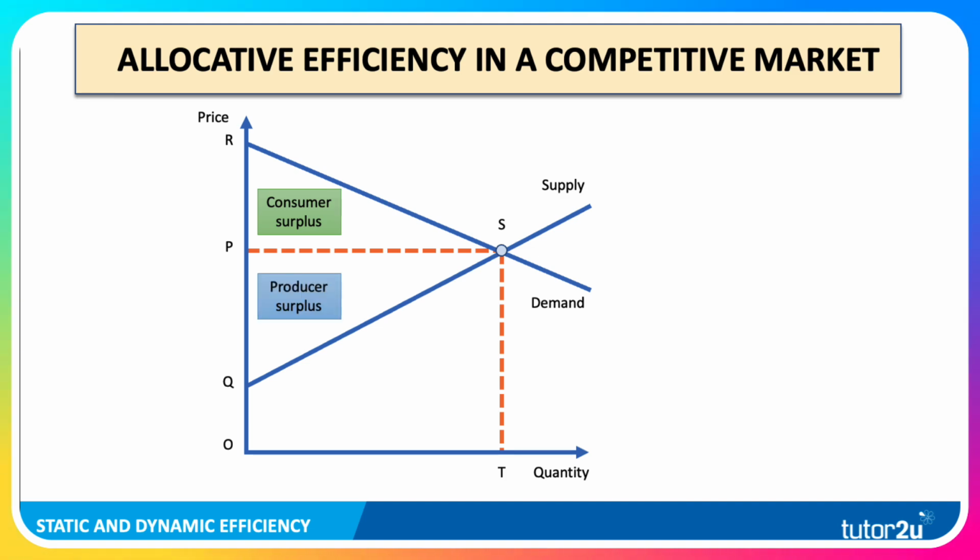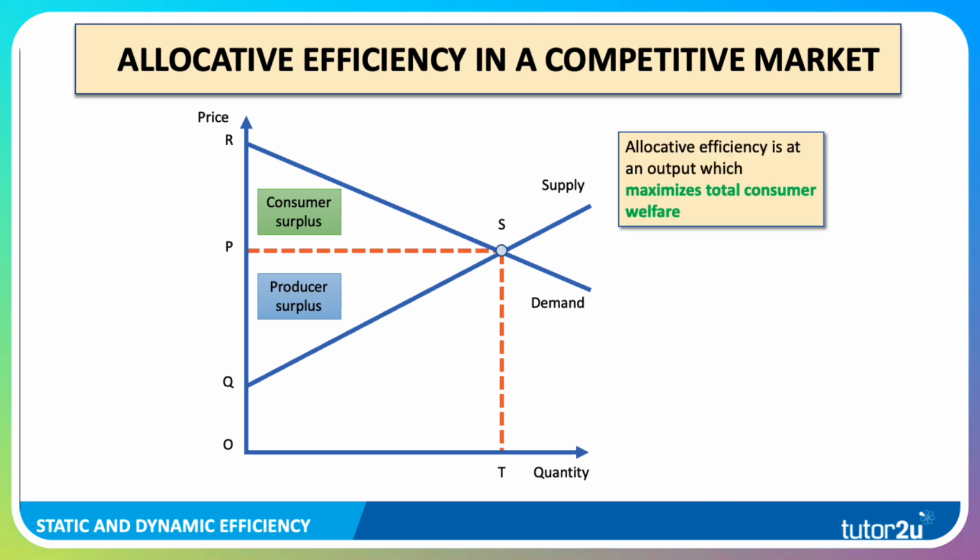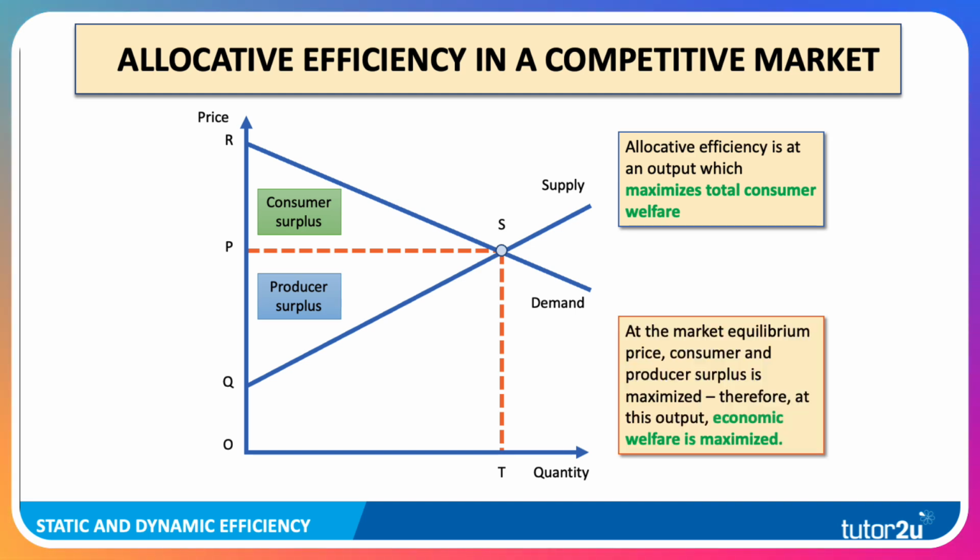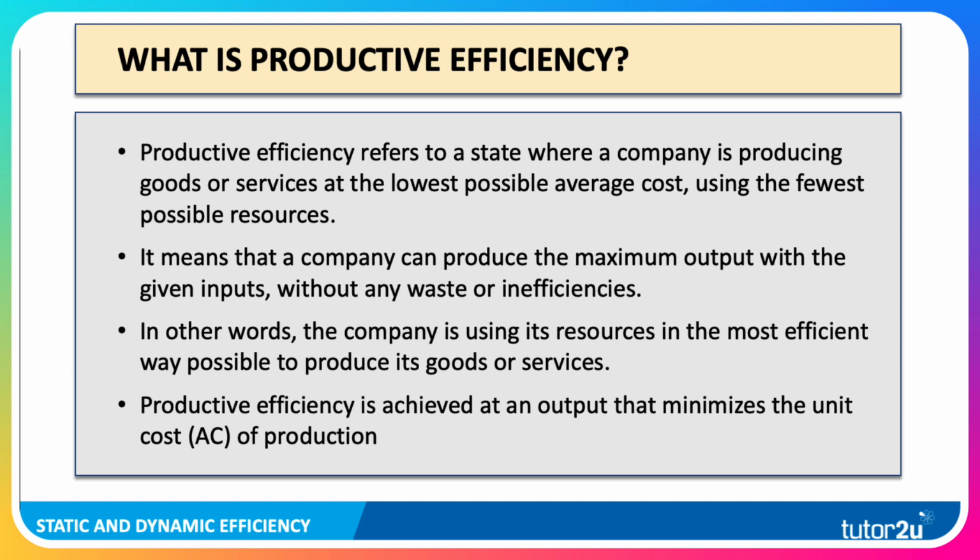So when a competitive market is in equilibrium, where price reflects willingness to pay and the marginal cost of supply, then that is an output which maximises total consumer welfare, or total welfare if you like, producer plus consumer surplus. So when we maximise consumer and producer surplus, economic welfare is maximised.